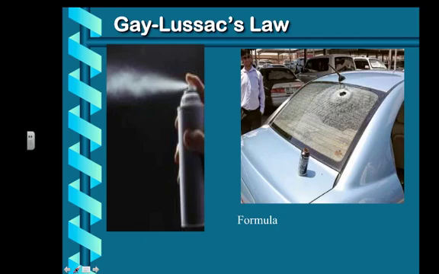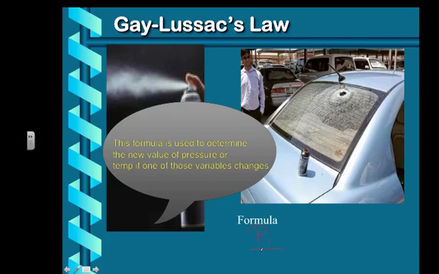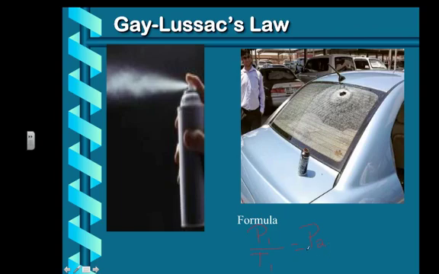Alright, so let's look at his mathematical formula. His formula is, if you take the initial pressure and divide it by the initial temperature, it is equal to the final pressure divided by the final temperature. So notice all of these laws are set up to figure out, okay, if you change pressure, temperature, or volume, what happens to the other thing? What is that number? What is that value?